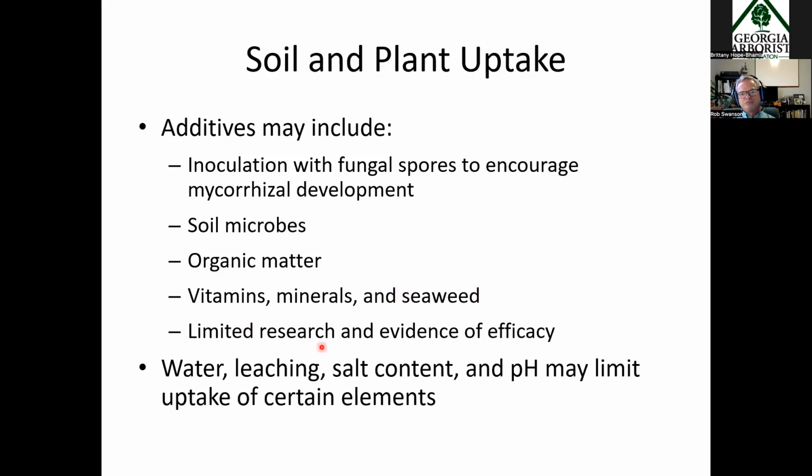There is limited research and evidence of efficacy on some of the mycorrhizal products. The reason that they say this is because it is a mix. A lot of these mycorrhizal products that you can purchase have soil microbes in them. They have organic matter in them. They have minerals in them. They have seaweed components to them as surfactants. They have yucca in them. So it's this huge cocktail of stuff. If you read the ingredients, the bag has like 60 to 100 things on it.